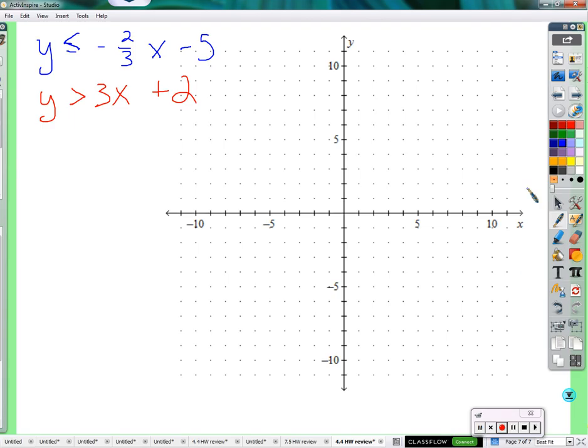So first of all, let's review that there are two parts to the graph of an inequality. What's one of the parts? Slope.